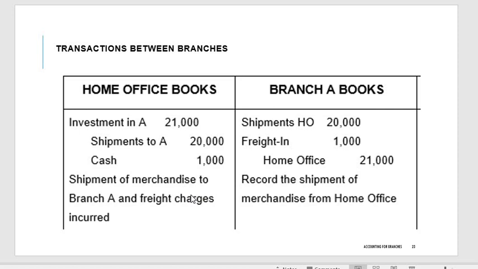So the entry of the home office is just investment in A, shipments to A, 20,000. Because the one who paid the freight is branch A. So branch A's entry is debit shipments from home office 20, freight in 1, credit home office 20, credit cash 1. So in recording transactions, in this case, watch out for who recorded and who paid the freight, just to record the freight.